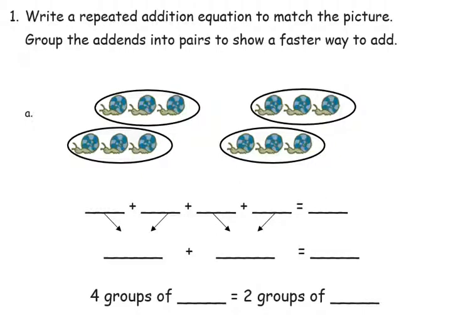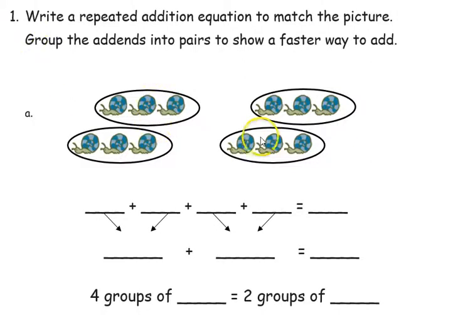This tutorial is for 2nd grade, Module 6, Lesson 3. In this lesson, we're going to look at more efficient ways of grouping numbers to find the sum in a repeated addition equation. The first problem says write a repeated addition equation to match the picture. So we're going to do that part first.